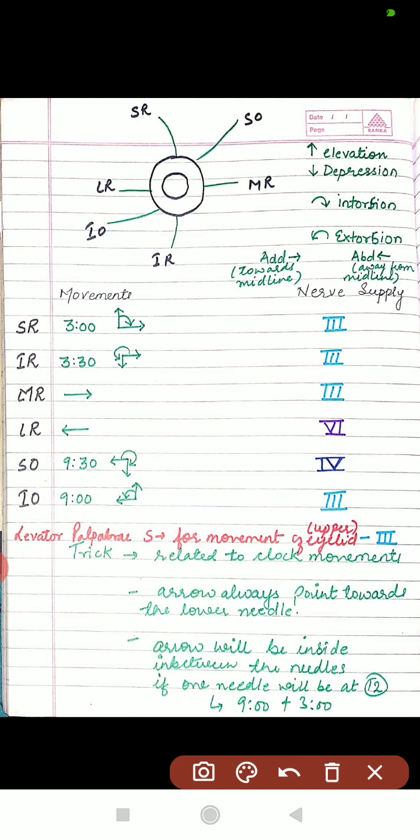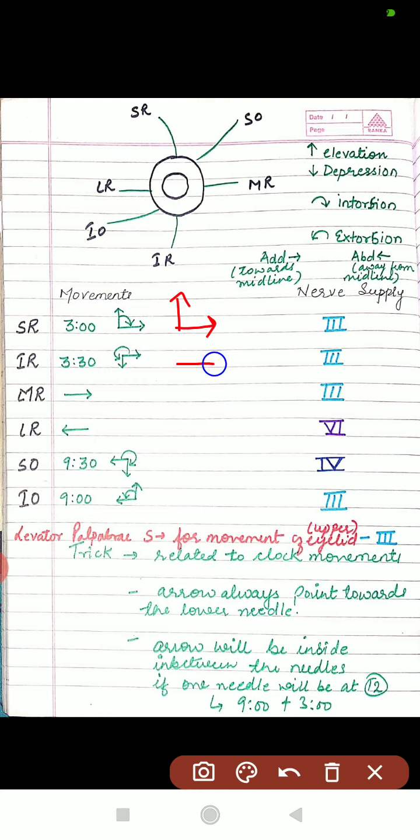What we have done in this is that we have related the movement of the eyes to the clock movements, clock needle movement. We just have to remember superior rectus, inferior rectus, superior oblique, inferior oblique: 3:30, 9:30, 9 o'clock, and you just have to draw according to the needles of the clock. So 3 o'clock, one needle will be at 12 and one will be at 3. Right now I'm just focusing on the needles, so please pay attention.